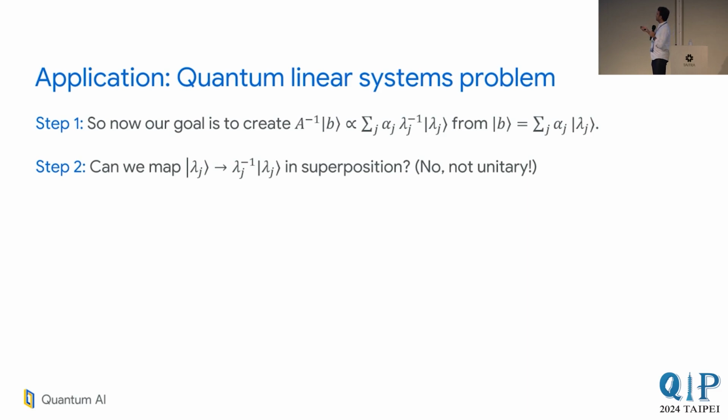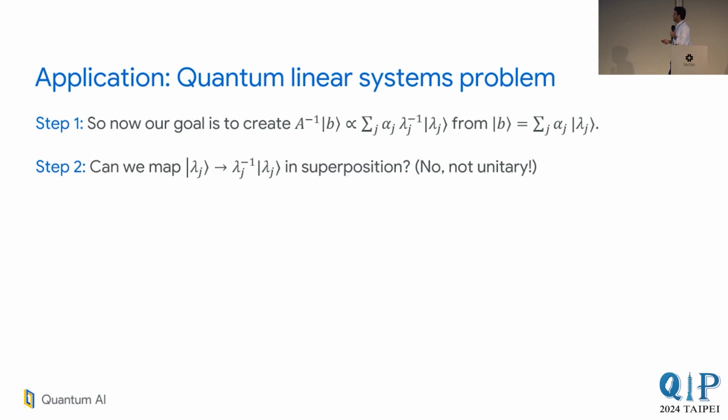We want to go in the eigenbasis of the operator. We want to put 1 over the eigenvalue in front of the eigenstate. That's what the linear systems problem is fundamentally. The only annoying part is that's not a unitary map. You can't. This is not even meaningful. Okay, that's a small obstacle.